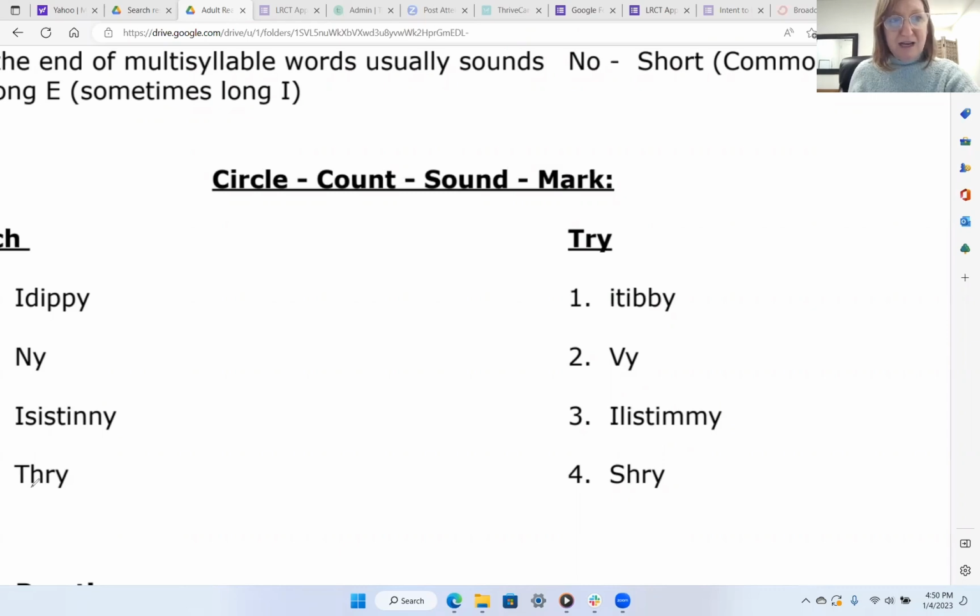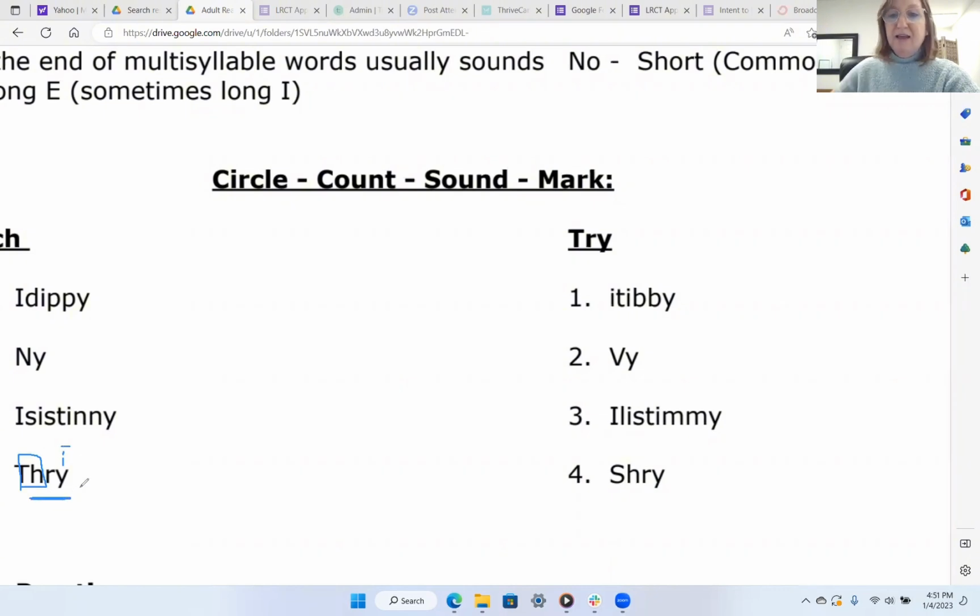Okay, let me come over here and try this one. So here we have a digraph blend. When you have a digraph together with another consonant next to each other, that's called a digraph blend. THR, SHR, like shrill. CHR. R is a common one after it, sometimes L. Okay, so there's a digraph blend, and I at the end of a one syllable word is going to make the long I sound. So this word is thry.